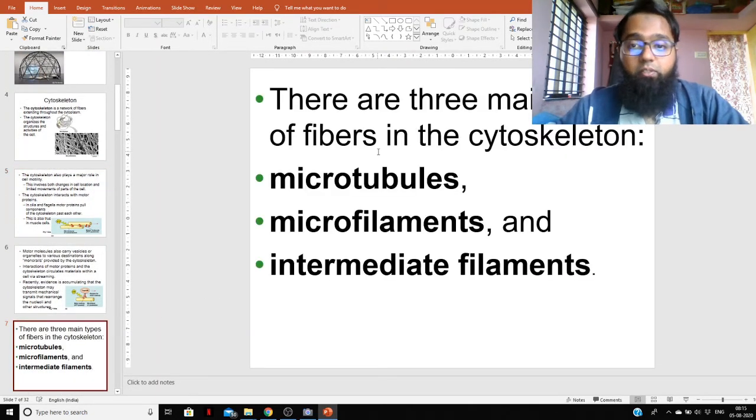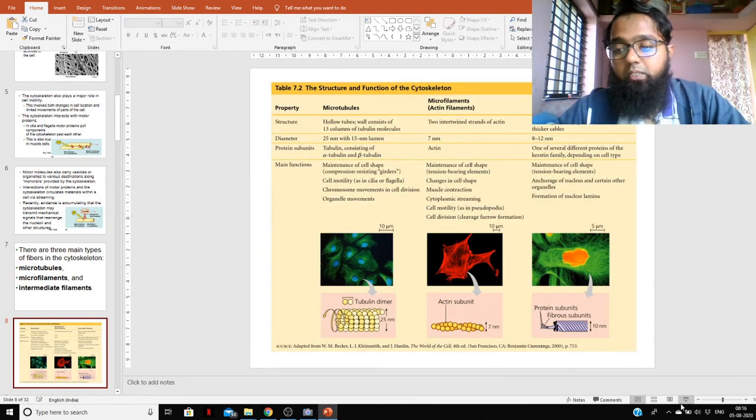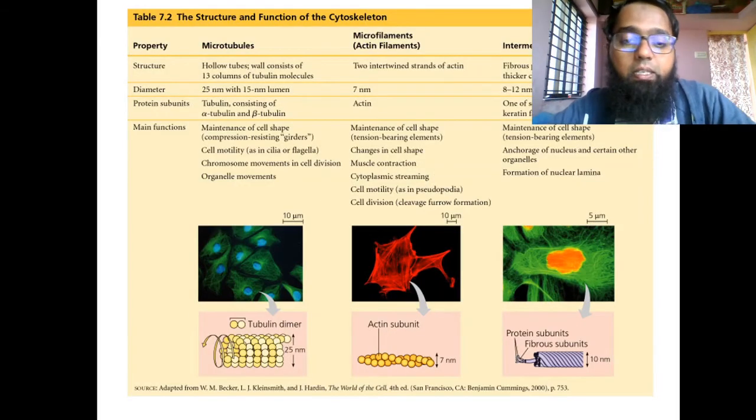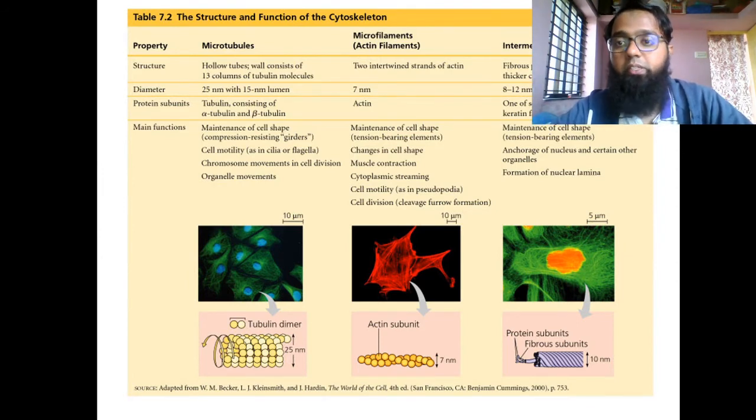Okay, the types. There are three main types of cytoskeleton: microtubules, microfilaments, and intermediate filaments. These are the three basic things we should know regarding the cytoskeleton. Here is a very good basic table showing the differences between the three types of the cytoskeleton. On the left-hand side you can see the properties, and the different types: microtubules, microfilaments, and intermediate filaments. The things compared here are structure, diameter, protein subunits, and the main function.